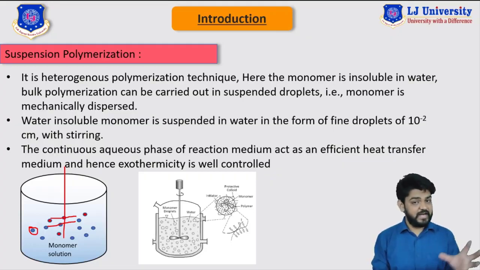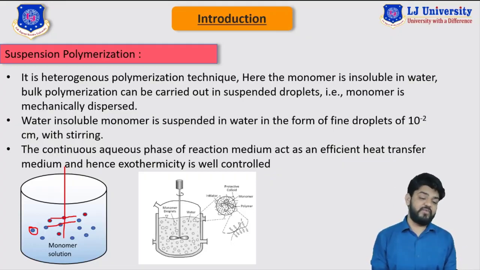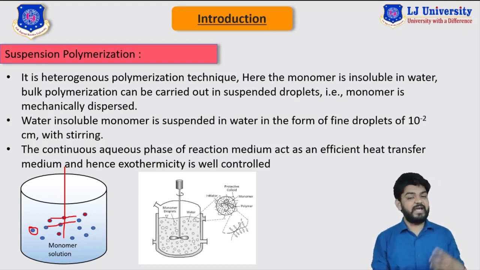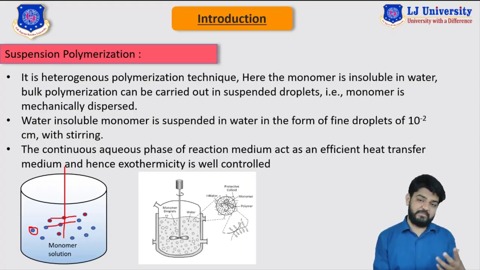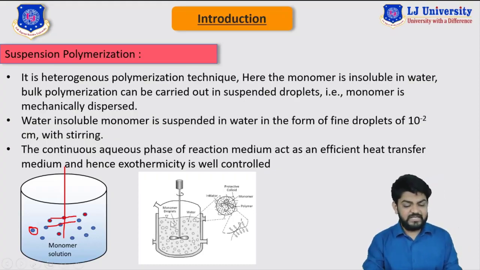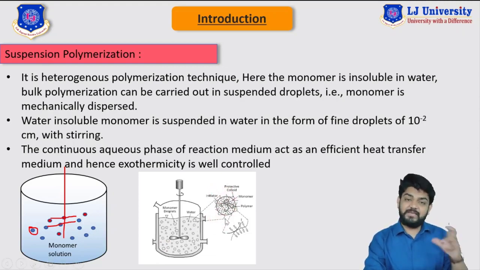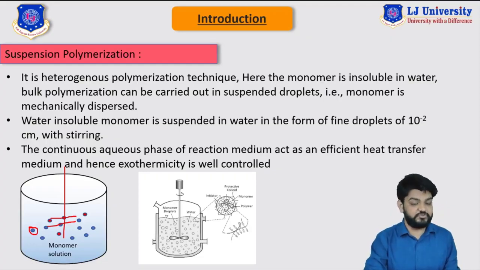So we can say that with this type of method, we are actually increasing our heat transfer efficiency and hence we can reduce the exothermicity of the reaction mass. Now you can see here that this polymerization reaction will take place in the suspension form. This enlarged image represents the entire schematic of the polymerization reaction that is taking place inside this suspension.